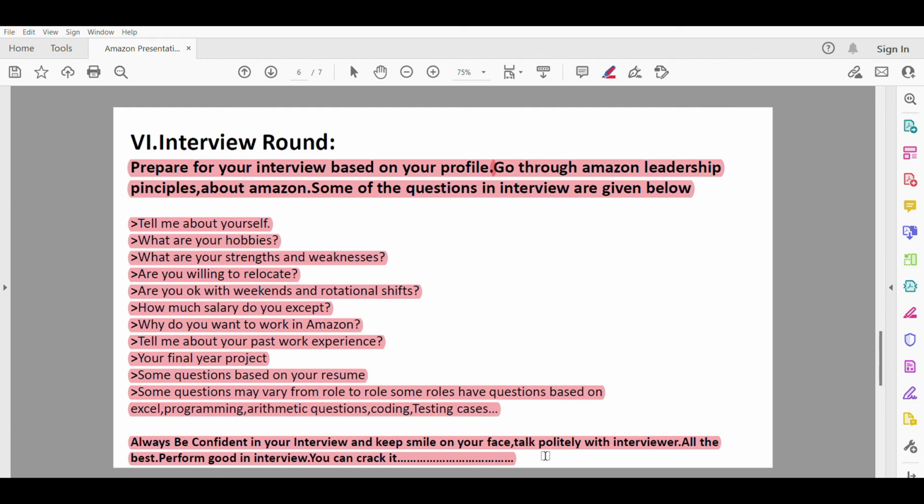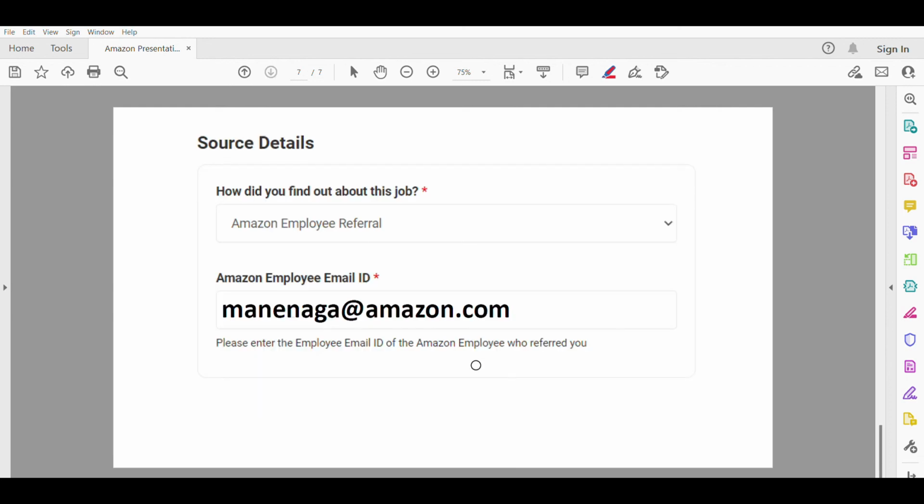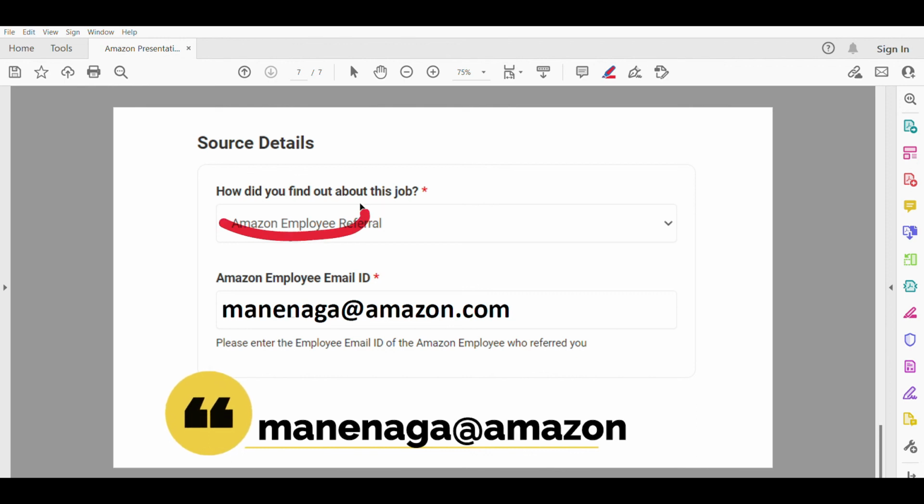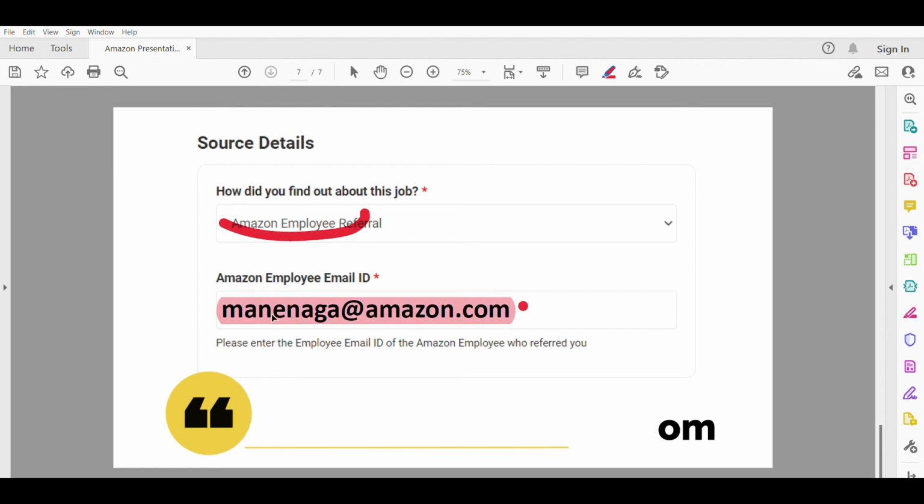So this is all about the Amazon interview. We have given all these questions, so prepare thoroughly and apply for the job, then you will crack it. When applying, you will be asked how you found out about the job. You can give my Amazon email ID, so I can also refer you. My Amazon email ID is manega@amazon.com. You can see it here, right?